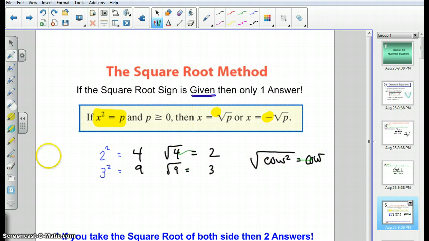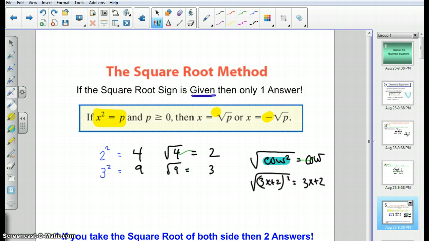It doesn't matter what's underneath here. It doesn't matter if it's 3x plus 2. The square root of 3x plus 2 squared will simply be 3x plus 2. All right, that equals 3x plus 2.